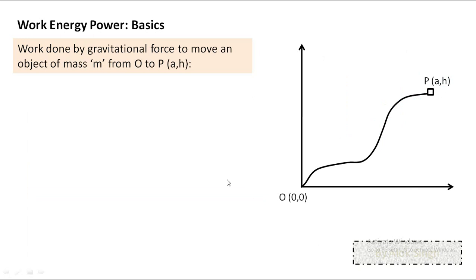Here, what is the work done by gravitational force to move an object of mass m from O to P? So this is a random path starting from the origin. It is moved to a point P having coordinates A and H. Mass is m. What is the work done by gravitational force?